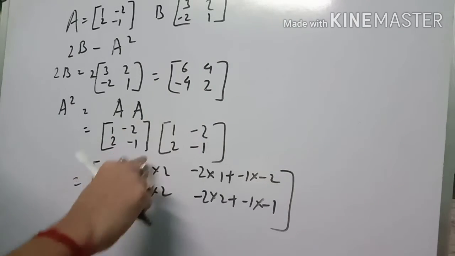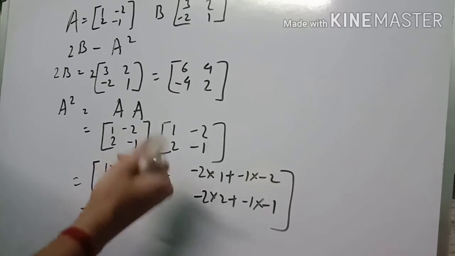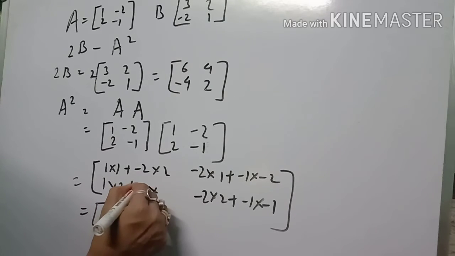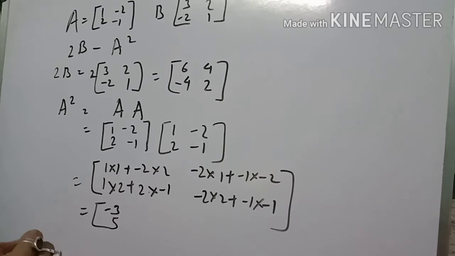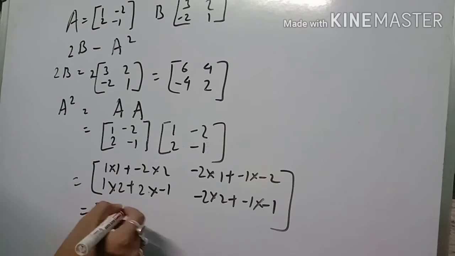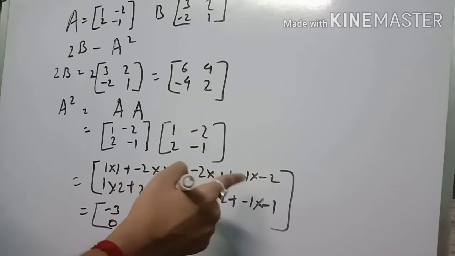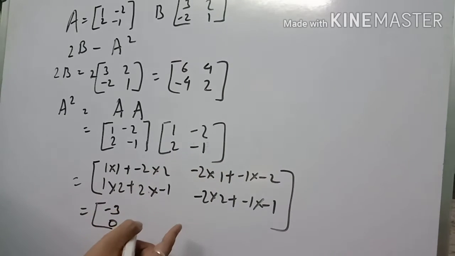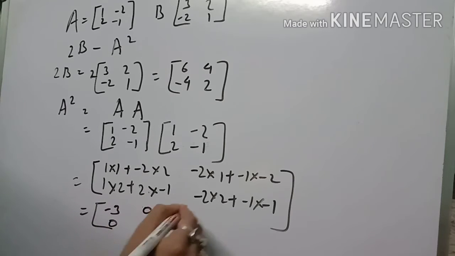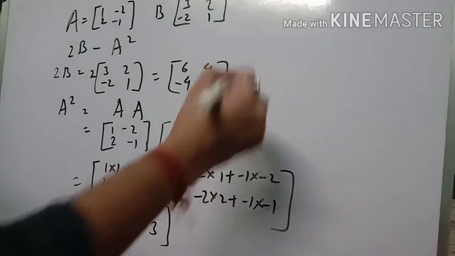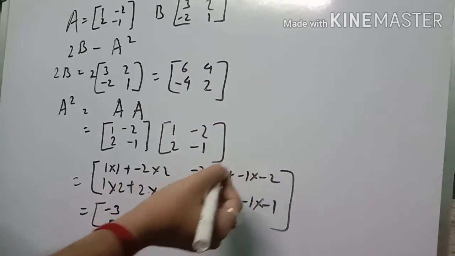Sorry, I made a mistake. Okay, it's becoming 0 actually, and here I'm getting minus 2 1, and here it's 0, minus 3. Fine. Okay, now due to lack of space I need to do it here.